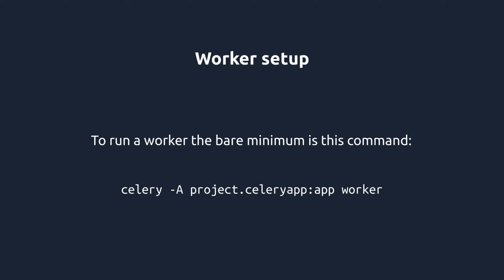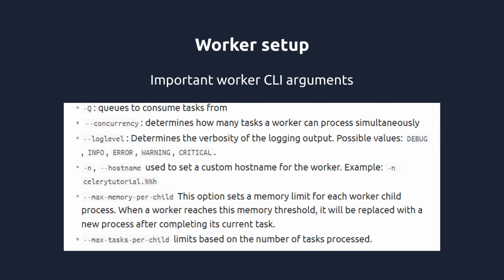Let's talk about worker setup. To run a worker, the bare minimum is this command. And here are important arguments you might want to use. Capital Q to specify queues to consume tasks from. Concurrency determines how many tasks a worker can process simultaneously. The log level argument determines the verbosity of the logging output. Hostname, or -n, is used to set a custom hostname for the worker.